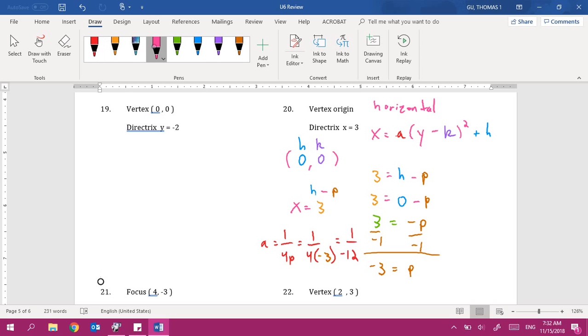So then, can you write the equation now that you have your a? x equals negative 1 over 12 times parentheses, y. If you wrote it all out, it would be y minus 0, because it's minus the k, squared, plus 0. You don't really need the 0, so if you got rid of all the zeros, then what would it say? x equals negative 1 over 12 y squared. That's right. And that would be it. Nice.